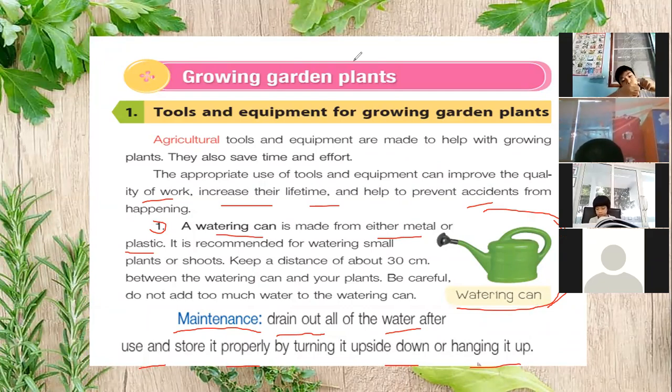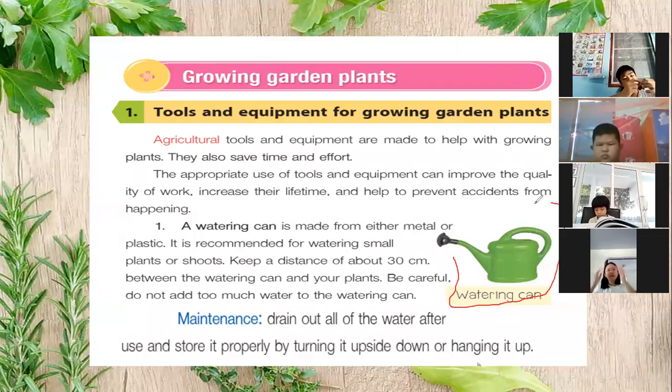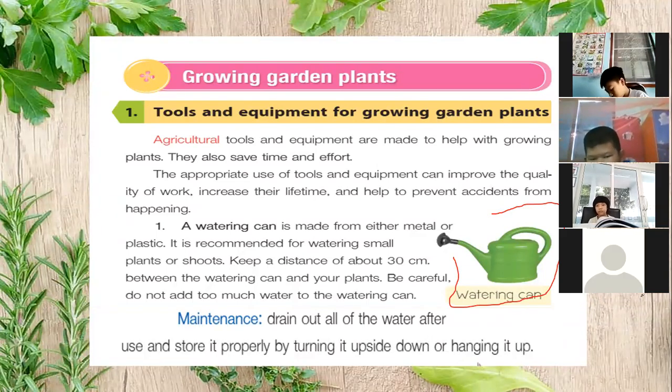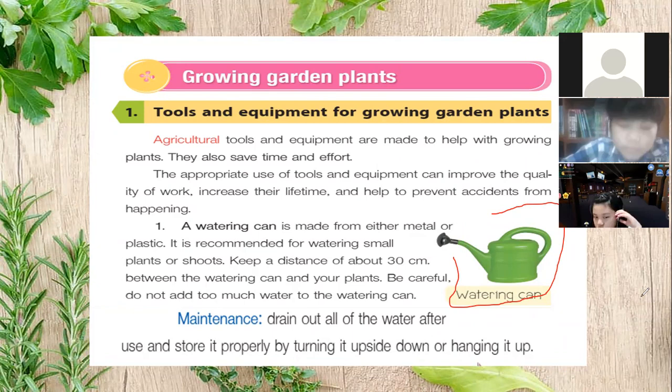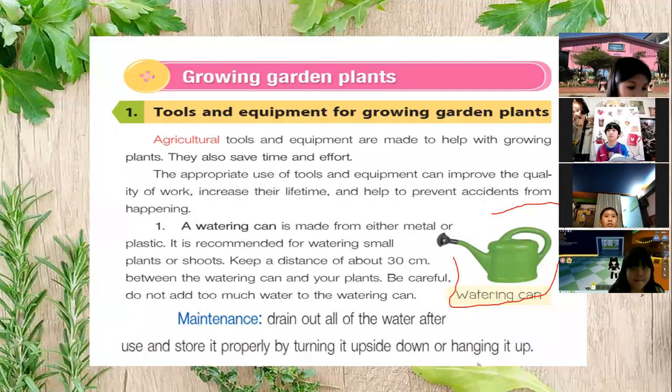Okay, students, do you understand that? Watering can, what are the uses of a watering can? Have you ever tried a watering can by yourself? Tell me. Who has tried that? Raise your hand. Okay.